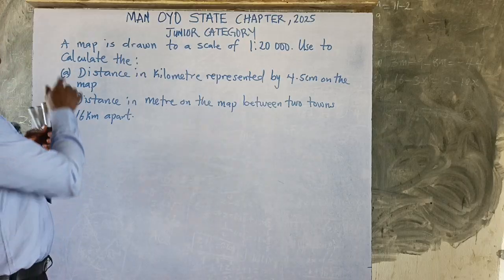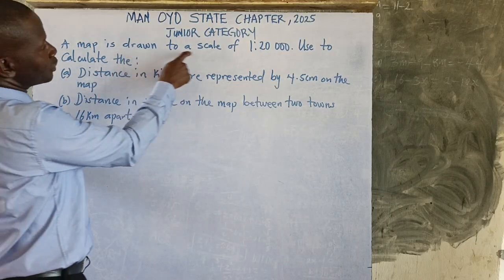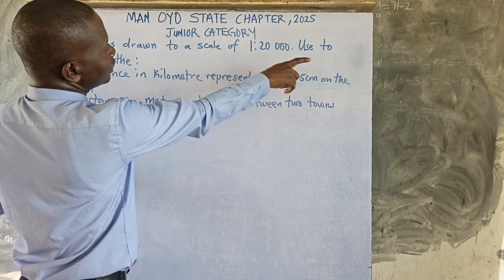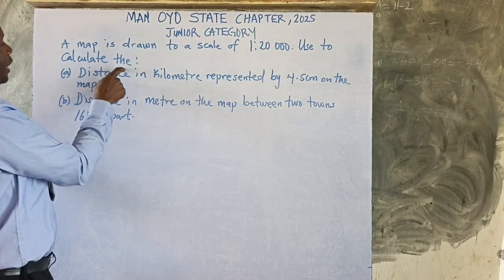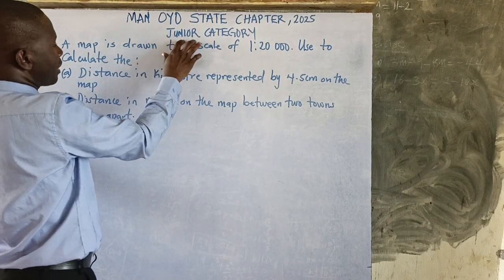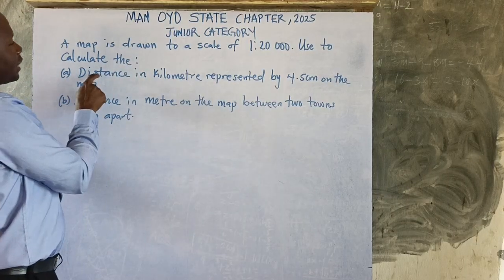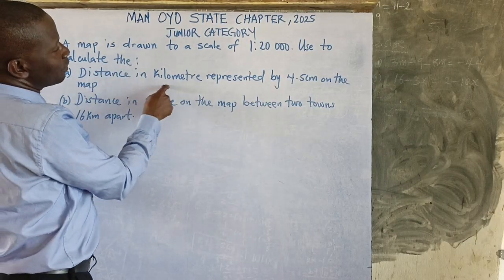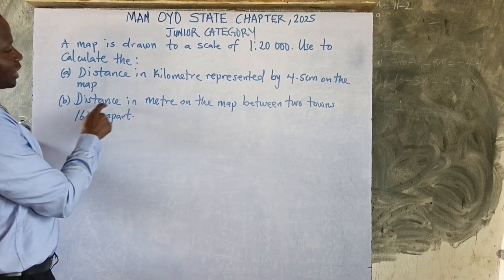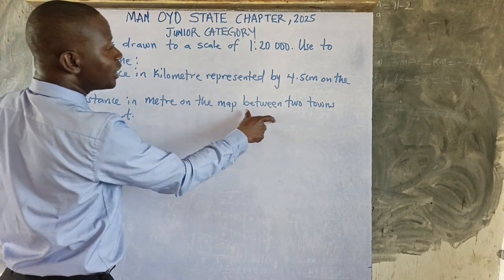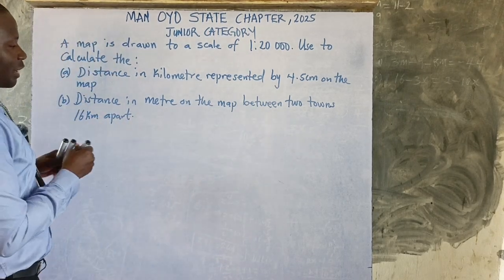So to solve: a map is drawn to a scale of 1 to 20,000. Use the information we are given here to calculate: A, the distance in kilometers represented by 4.5 centimeters on the map. B, the distance in meters on the map between two towns 16 kilometers apart.